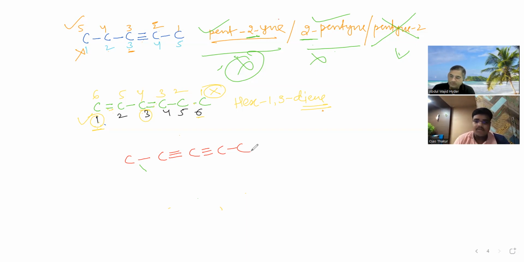So, pent-2,3 point. Now, see, first of all, Ojas, see here. See this carbon.